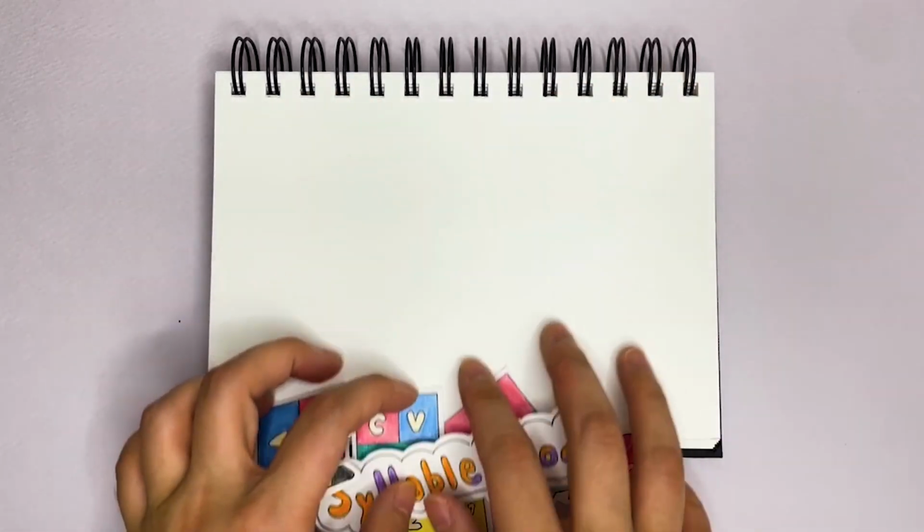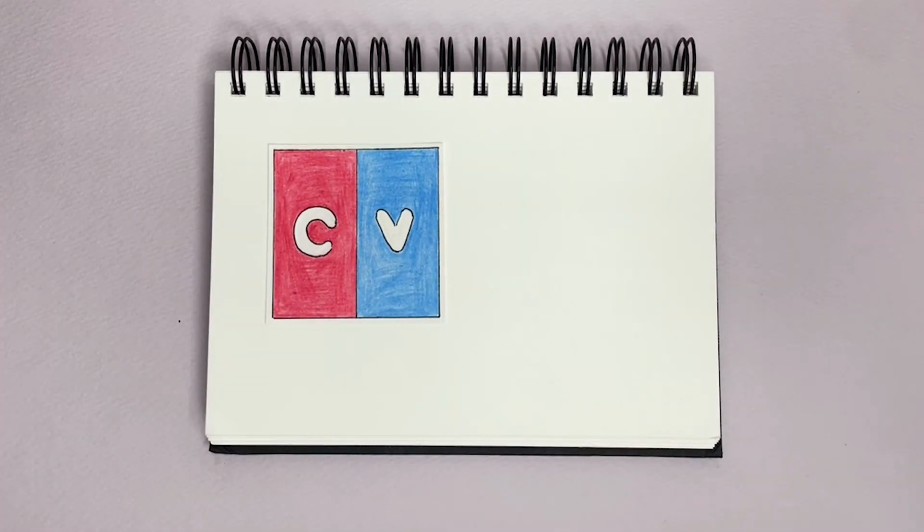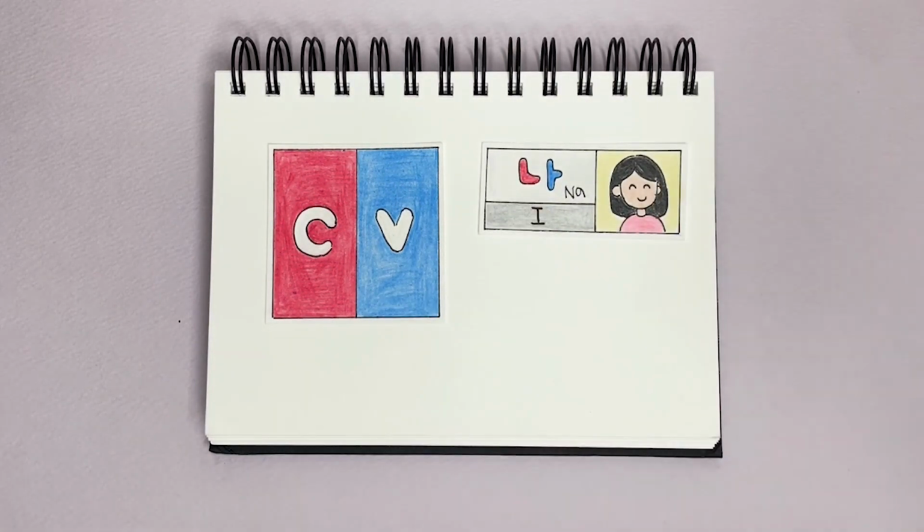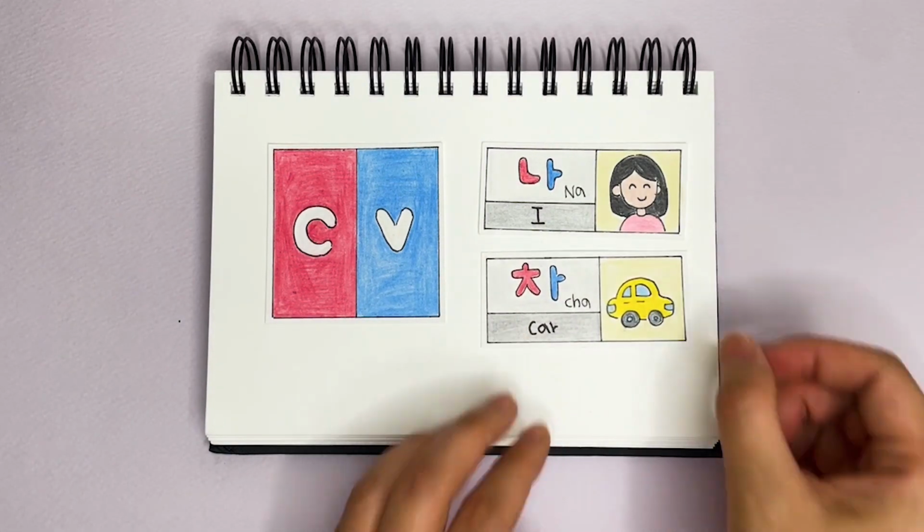Let's look at the first block. In this block, a consonant comes first and is followed by the vowel horizontally. Using this block, you can make words such as 나, meaning I, and 차, meaning car.